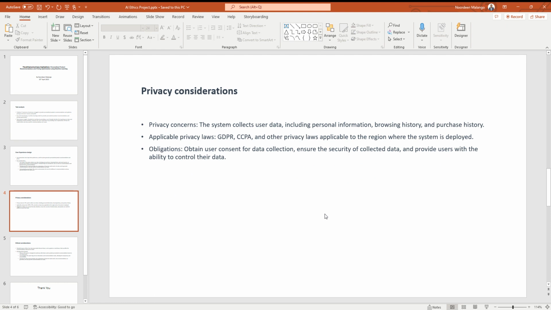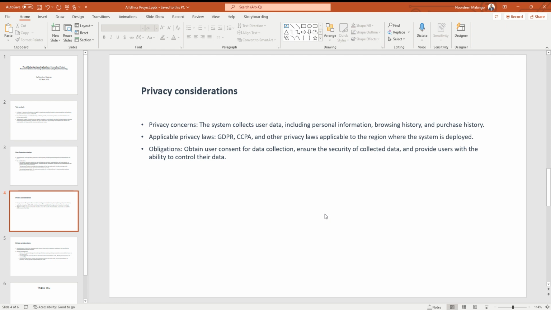We have a number of privacy considerations that we're going to take into account, particularly with what data the system collects. That includes personal information as well as browsing history and purchase history. The applicable privacy laws are the GDPR, the CCPA, and other privacy laws applicable to the region where our system is going to be deployed.